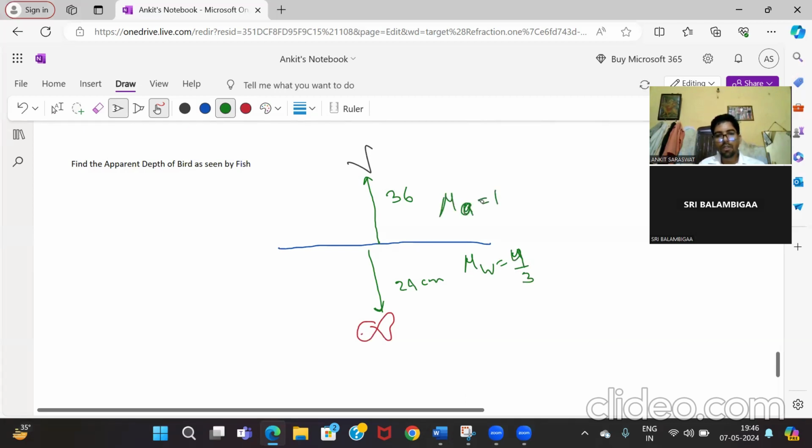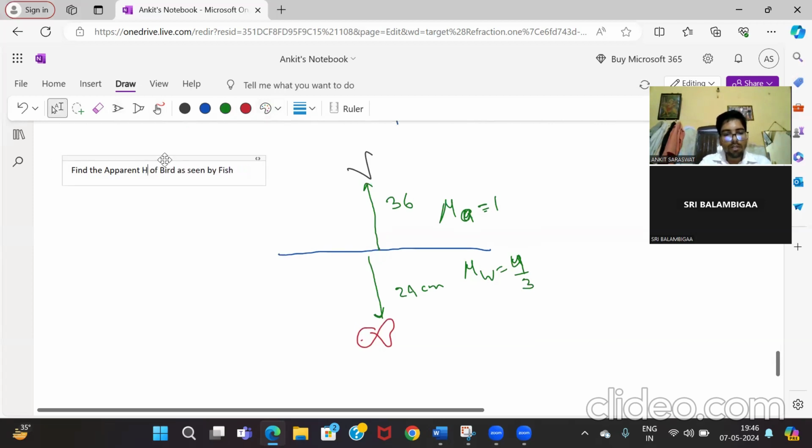If nothing is given, always take air. Clear? Solve this. The apparent height of the bird as seen by the fish is... See, the height is 48, and as seen by the fish, it is... for this word we will use height, because the bird is at some height. It is not depth, because the bird is not inside the water. So the correct English is: find the apparent height of the bird as seen by the fish. What is the answer? The apparent depth of the bird is 48 centimeter, but as seen by the fish it is 24.